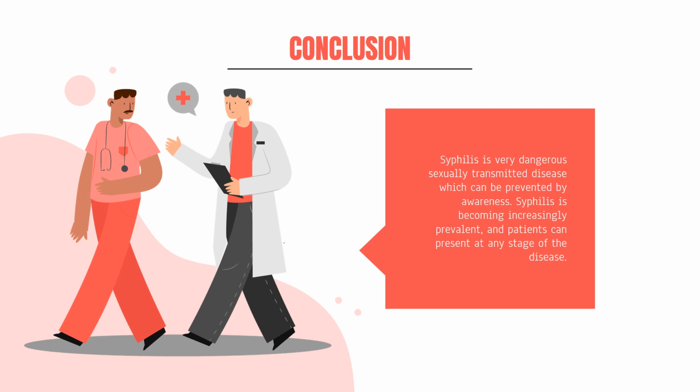So what is the conclusion of this video? So syphilis is a very dangerous sexually transmitted disease which can be prevented by awareness. Syphilis is becoming increasingly prevalent and patients can present at any stage of the disease. For the stages of syphilis, you must visit my blog, whose link I have provided in the description box.